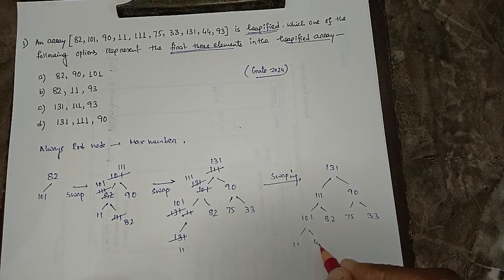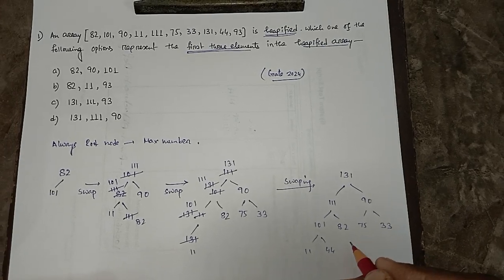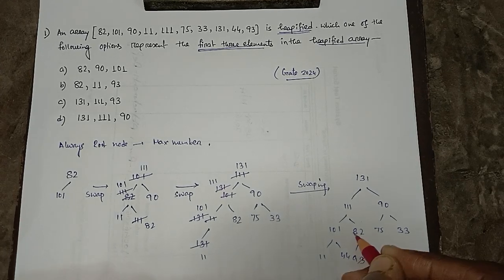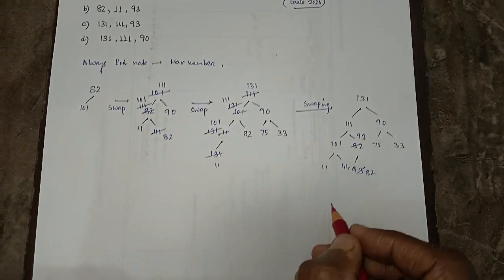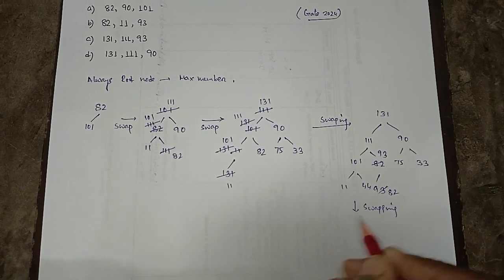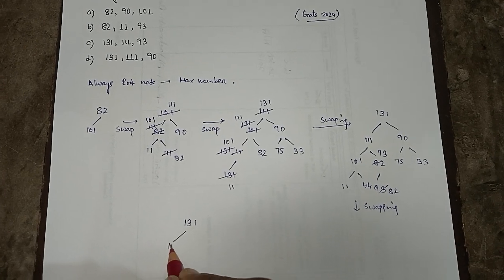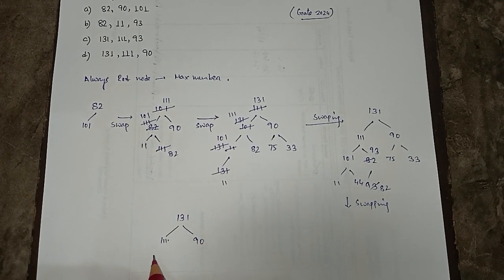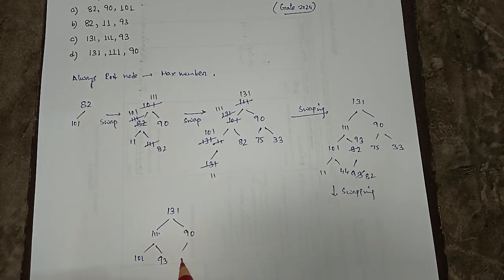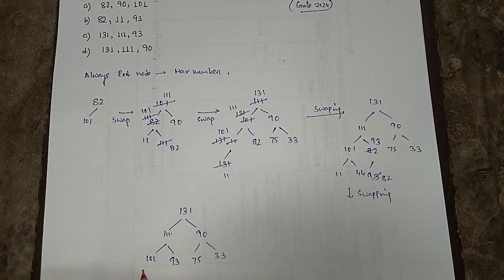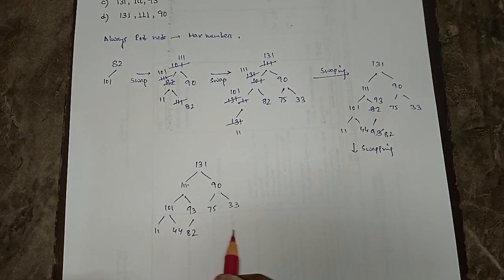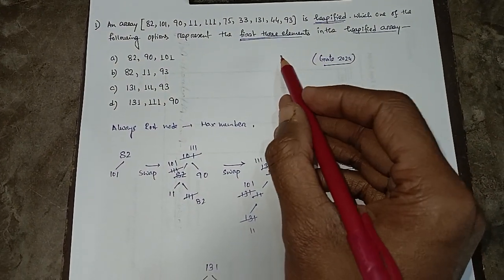Then we insert 44. Nothing is changed. Then 93. 93 is larger than 82, so swapping is done here. After all these steps, the tree looks like 131, 111, 90, 101, 93, 75, 33, 11, 44, 82. So we have to find the first three.